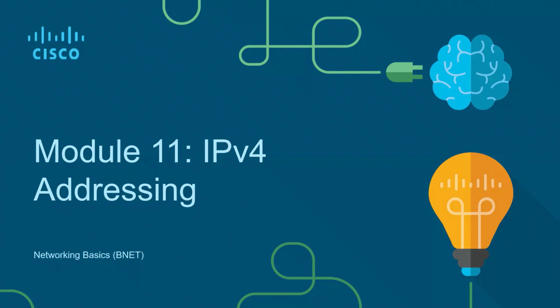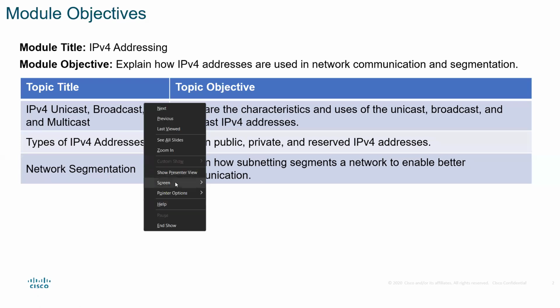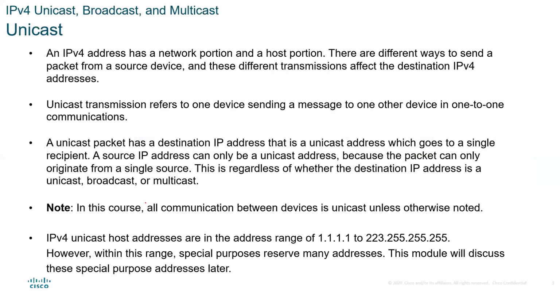Okay. I don't want to combine both the IP addressing and the subnetting together. It may be a little bit too much. So we're looking at module 11, IP version 4 addressing, for today. And under it, we would look at the concept of unicast, broadcast, and multicast. We'll also be looking at the types of IP version 4 addresses. Then we will look at the concept of network segmentation. Okay. Now let's go into it.